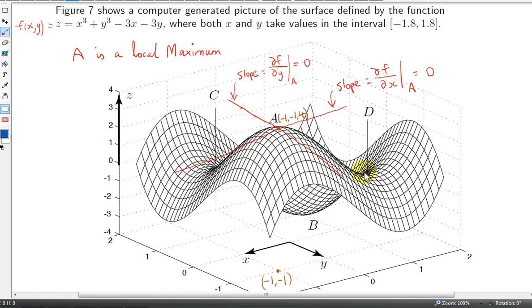Anyway, let's look at points C and D. Let's look at point D. The slope of the surface at D in the y direction is actually 0. So the tangent to the surface at D in the y direction is horizontal. Its slope is 0. So like before, like getting the slope of this line here, we get df dy, but this time we evaluate it at D. If we evaluate it at this point here, we will get 0. Now it turns out that the slope of the graph at the point D in the x direction is also 0.